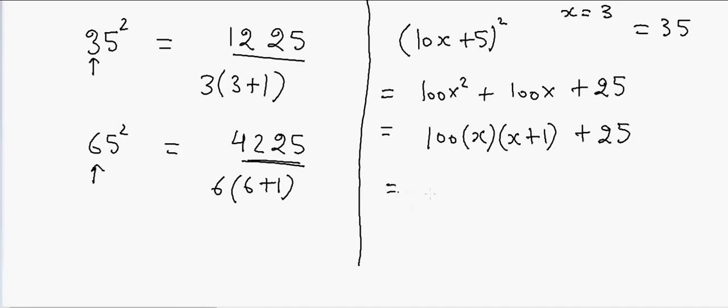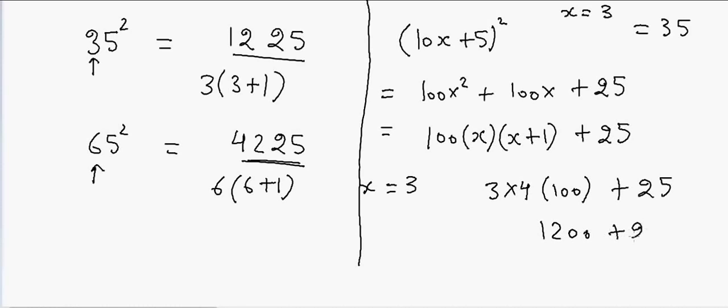So here if x is equal to 3, then we'll get 3 into 4 into 100 plus 25. So that will give me 1200 plus 25. So we'll get 1225. So this is how this trick works. Basically we are adding 1 to the first digit, multiplying it with the first digit, multiplying by 100 and then adding 25 in the end.